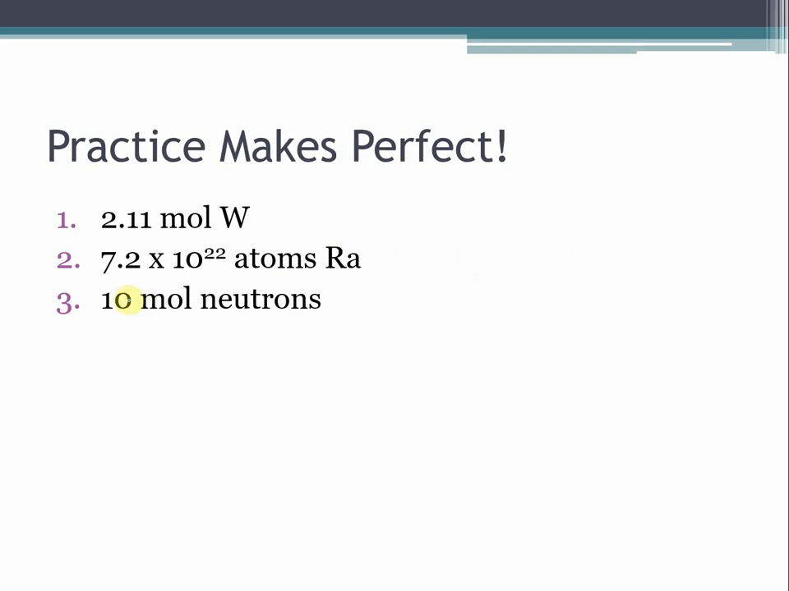And there is a typo on this slide. So number 3 is not 10 moles of neutrons. Number 3 should be 5.2 times 10 to the 25th protons. I accidentally copied down the example answer instead of the practice answer. So number 3 should be 5.2 times 10 to the 25th. If you are not sure where these answers came from, hop on over to my website, look at the full key so you can see the steps written out. If you did well on this, then go ahead and keep going.